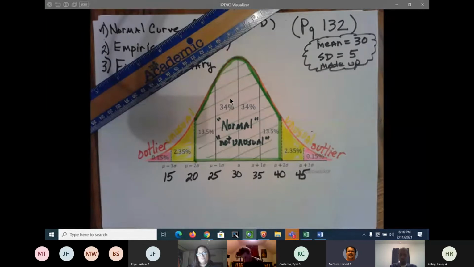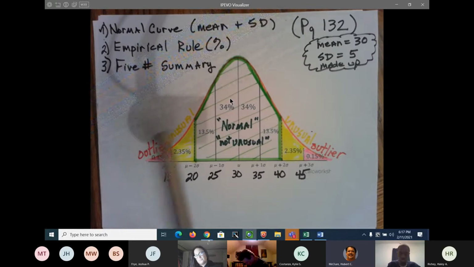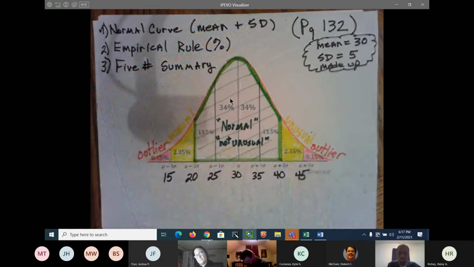So that's the outlier. If you're in the second grade and everybody's 3 foot tall and there's a 6 foot second grader, is that an outlier? Yes, Hubert, that's an outlier. Thank you. All right, so there we go. That is the empirical rule.